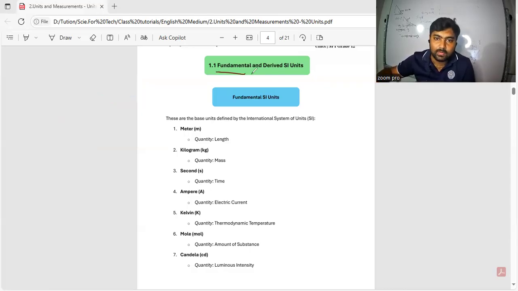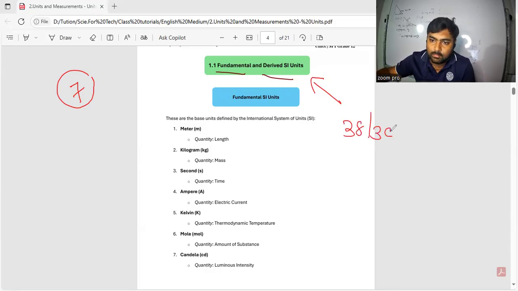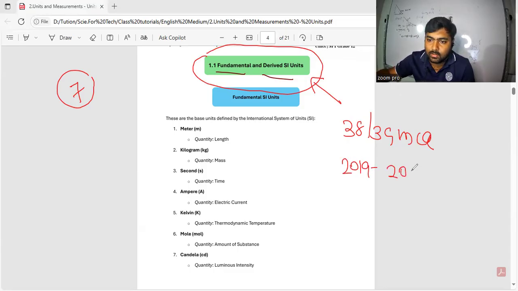Then I told you fundamental and derived. There are 7 fundamental units. Your 38 to 39 MCQs will be given from this topic. If you check the past papers from around 2019 to 2024, you can see this.